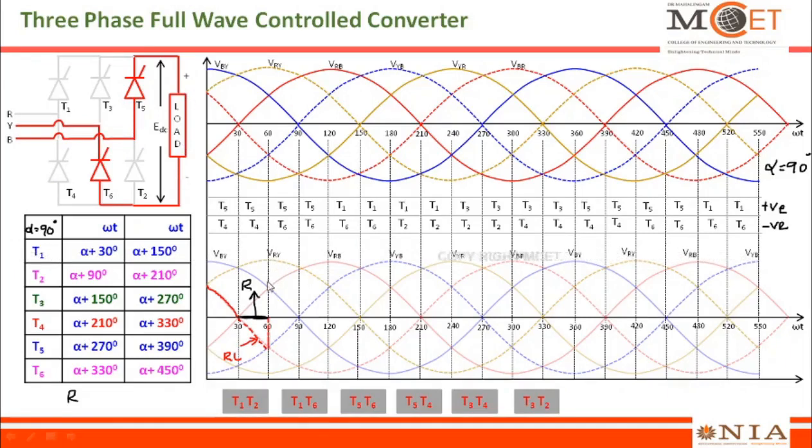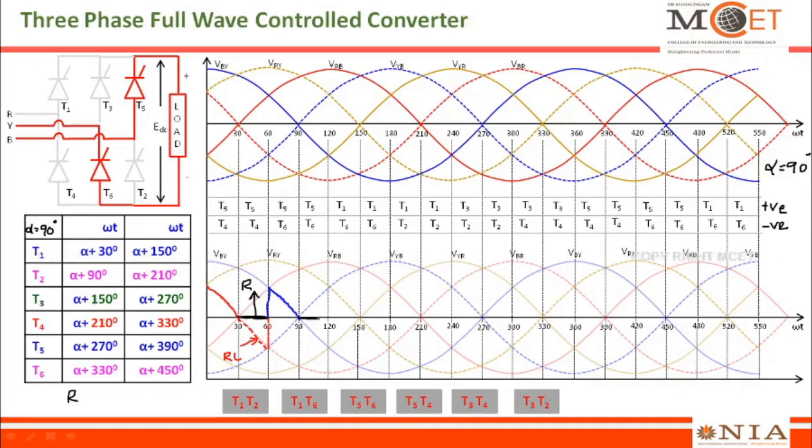If you look at VBY, this blue continuous line is VBY. So the load voltage will try to follow this voltage from this point forward. At this point, the load voltage is becoming 0. If it is an R load, the current also will become 0.